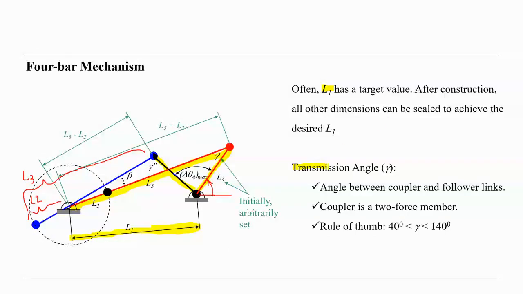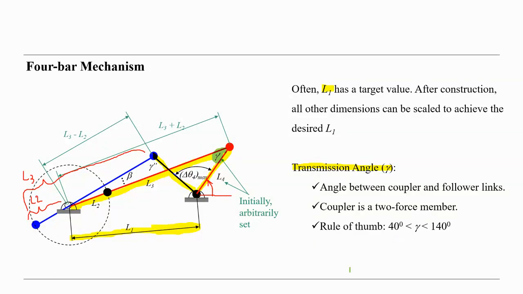So the transmission angle gamma is here. It is the angle between the coupler and the follower link, that means here. Let's show it in that way. This is the angle gamma, between the coupler and the follower link, and the coupler is a two-force member, as we know from statics. The rule of thumb is that gamma must be between 40 and 140 degrees. This is important, 40 and 140.